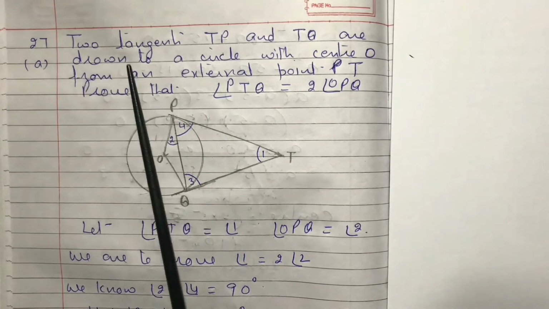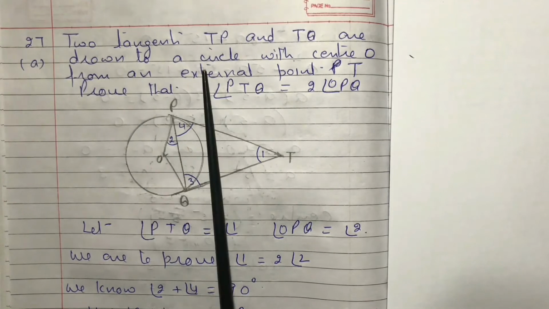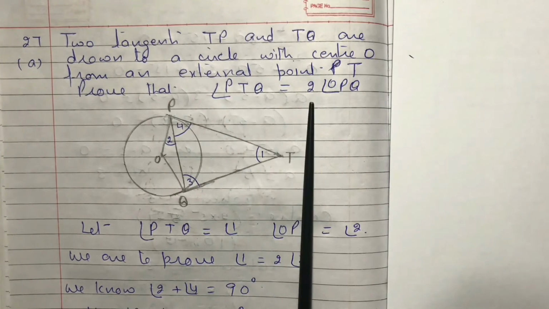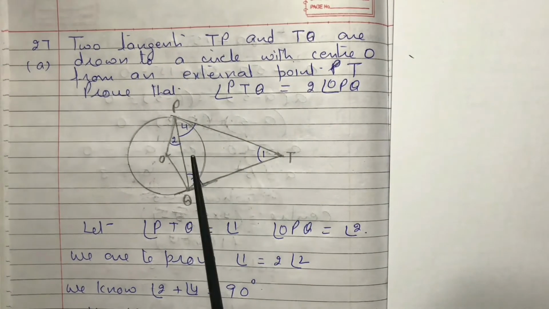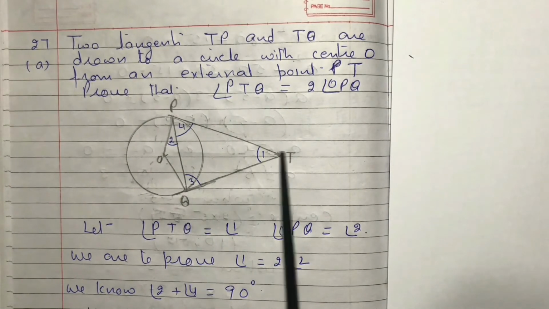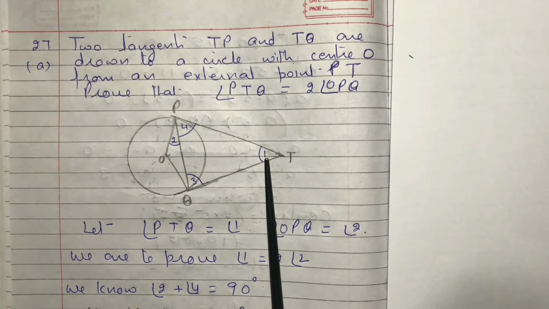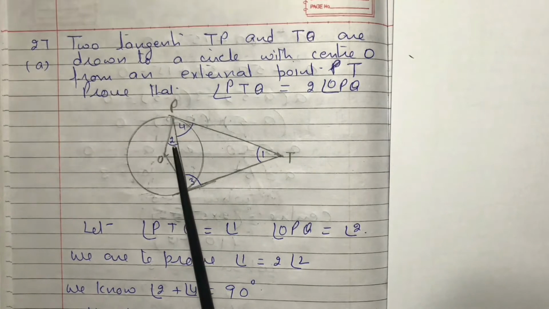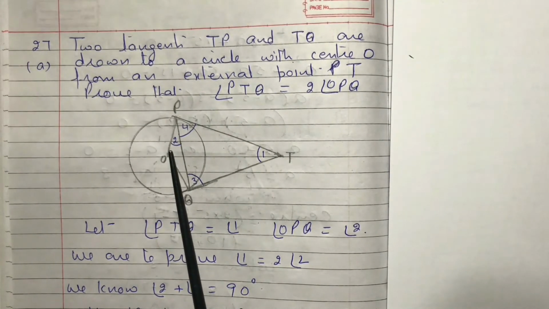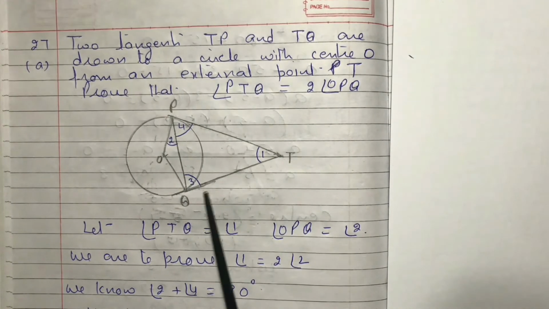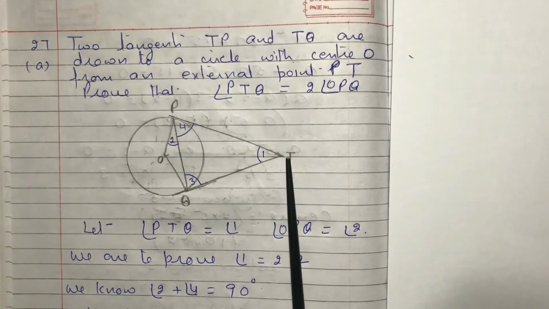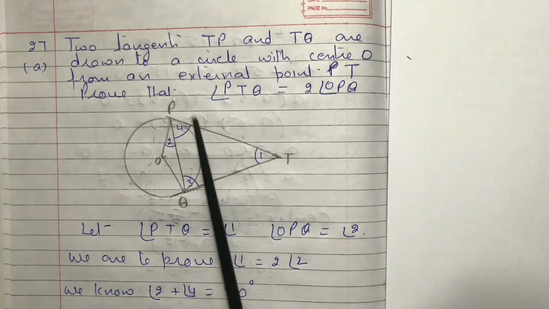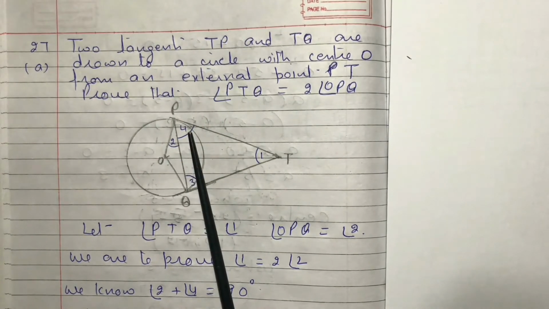Now 27a. Two tangents TP and TQ are drawn to a circle with center O from an external point T. Prove that angle PTQ is equal to 2 times angle OPQ. Now this figure is given to you and you are to prove PTQ, which I have written as angle 1, is equal to 2 times OPQ. OPQ, I have written angle 2. So we are to prove angle 1 is equal to 2 times angle 2. Now PT is tangent and QT is tangent. Tangents drawn from an external point to the circle are of equal length. So TQ is equal to TP. It means angle 3 is equal to angle 4.